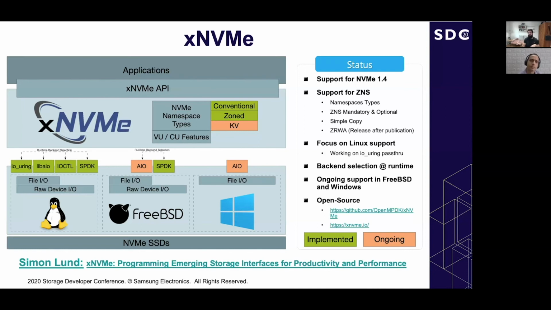So right now, an application that is running on xNVMe can run on any of the Linux backends there, but it can also run on FreeBSD through SPDK. And we're at the moment implementing support for the normal IO path in FreeBSD and through Windows if you want to do that too. But again, Simon will talk you through that, so I really encourage you to go see his session.